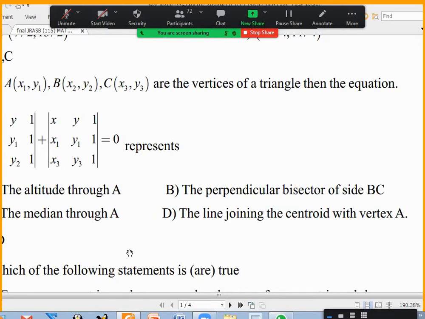Anybody attempted third question right in the exam? Yes, sir. Okay, that's good.